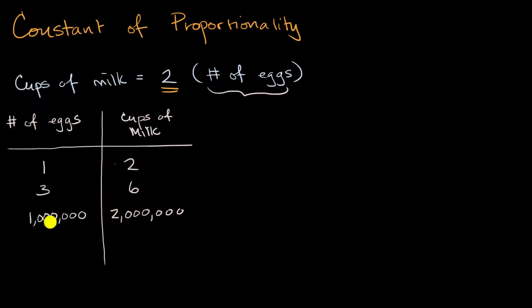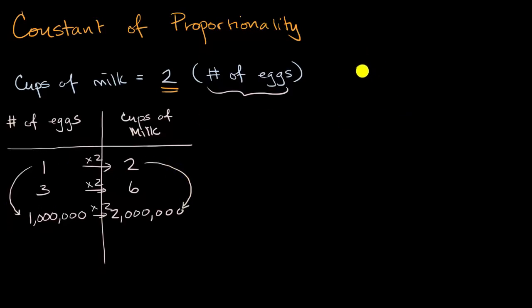And you can see that this is a proportional relationship. To go from number of eggs to cups of milk, we indeed multiplied by 2 every time. That came straight from this equation. And you can also see, look, whenever you multiply your number of eggs by a certain amount, you're multiplying your cups of milk by the same amount. If I multiply my eggs by 1 million, I'm multiplying my cups of milk by 1 million. So this is clearly a proportional relationship. But let's get a little bit more practice identifying the constant of proportionality.